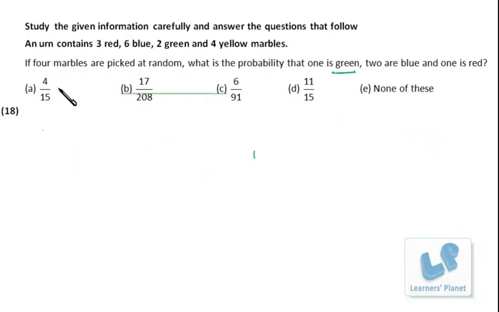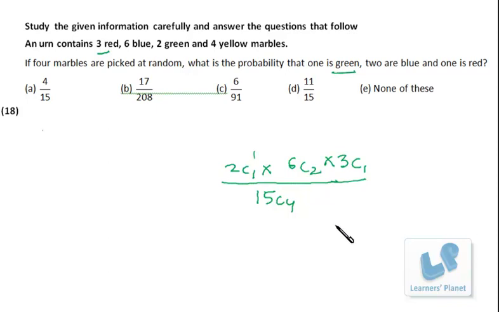Now let's try this question. If 4 marbles are picked up at random, what is the probability that one is green, 2 are blue and 1 is red? In all, 15 marbles are there and we have to pick 4 marbles. So the total number of cases will be 15C4, right? Now we have to draw one green. That means out of 2 we are drawing 1. So it's 2C1. Simultaneously we have to pick 2 blue ones. So from 6 we are picking up 2 blue marbles. Then 1 is red, that is 3C1. That means out of 3 red we have to draw 1.